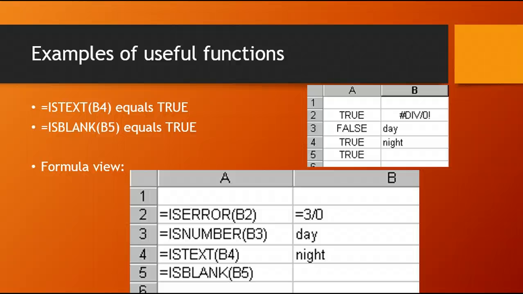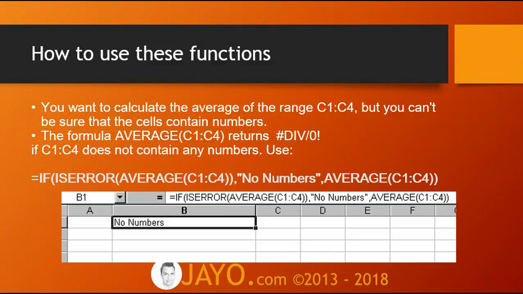So we saw the isError function. Now next is IsText. Whether it's a text or a number can be checked by ISTEXT or ISNUMBER. And if the cell is blank, you can also check it using ISBLANK. So as you can see, there are a couple of functions that you can leverage. How do we use these functions in actual scenarios? So let's look at that.